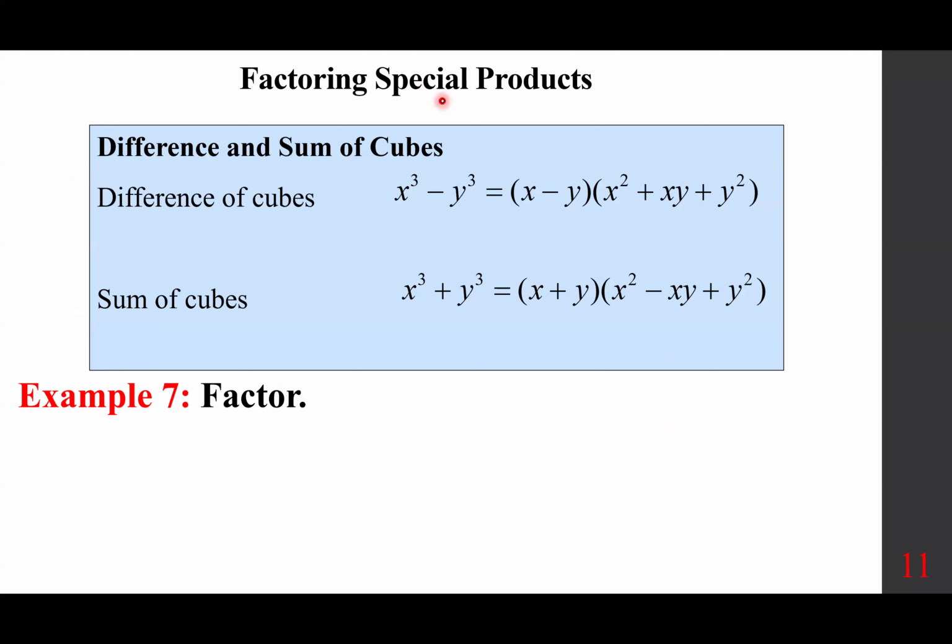We continue with factoring special products, difference and sum of cubes. It was in the summary, it was mentioned. So difference of cubes, x cubed minus y cubed is x minus y times x squared plus xy plus y squared. X cubed plus y cubed is x plus y times x squared minus xy plus y squared. And by the way, you can use x cubed minus y cubed or a cubed minus b cubed. It's just different variables that one uses, and it makes no difference whatsoever.